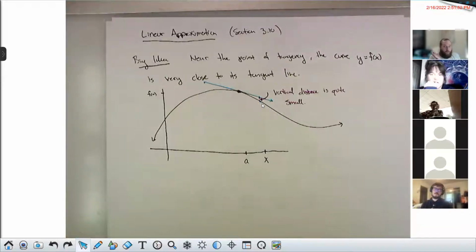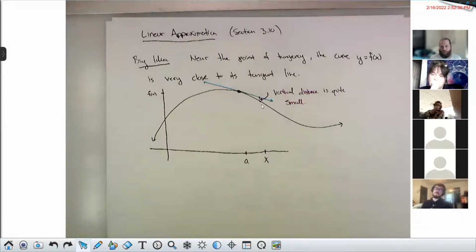And you might ask, why do I care? Because sometimes getting the y value on the curve is difficult. Think about calculating square roots, right? Trying to calculate the square root of 3.9 or 4.123. Those are not nice numbers. They're nasty, irrational numbers. But you can approximate them reasonably well by plugging 3.9 or 4.123 into the blue function.